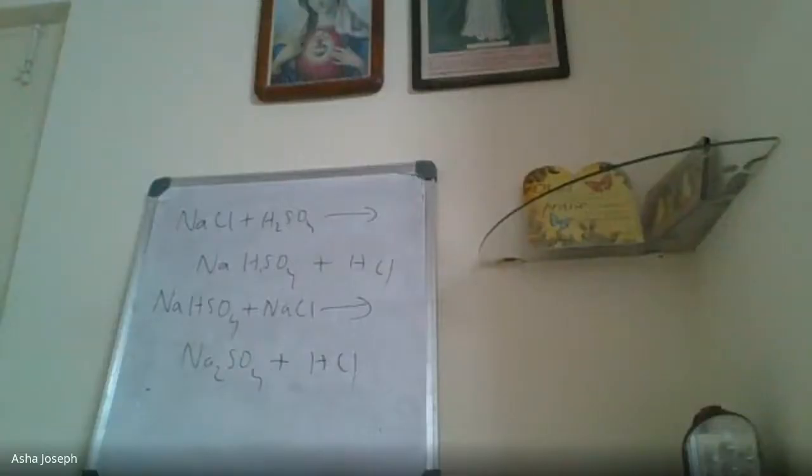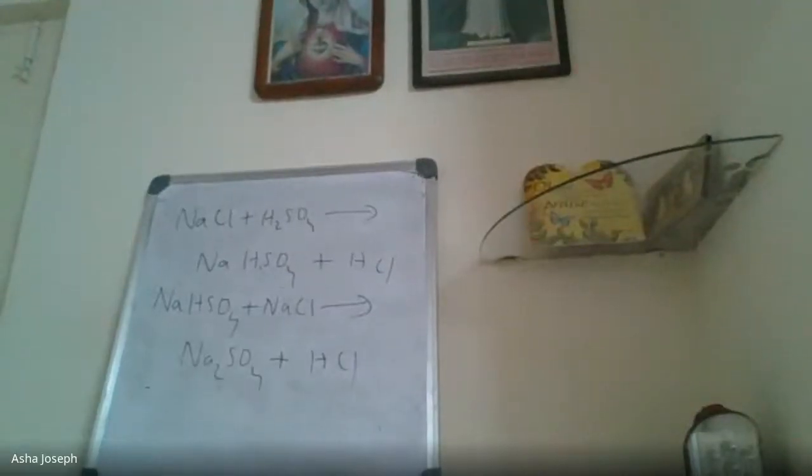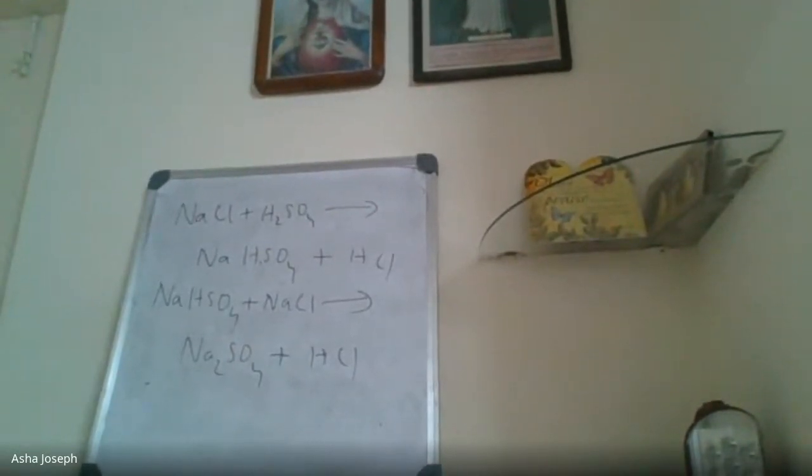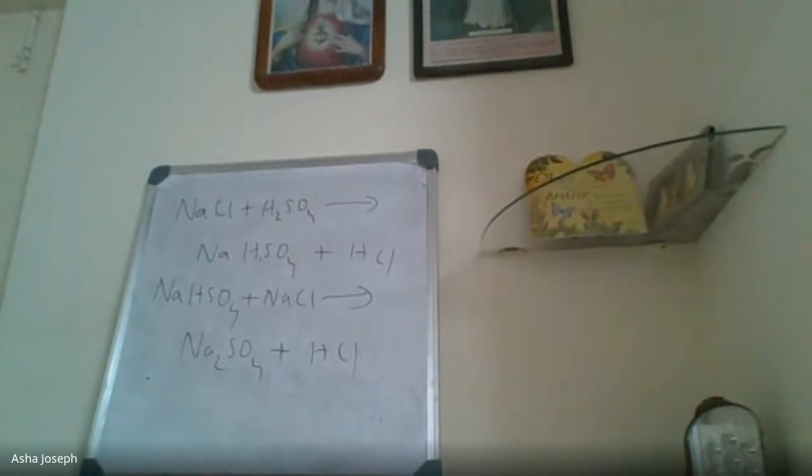Ma'am, two methods. Ma'am, is sulfuric acid added in a lesser quantity? What? Is sulfuric acid added in a lesser quantity? You are saying because of NaHSO4? Yes, ma'am. Sometimes you get Na2SO4 also, and that is the byproduct. It happens like that only. It is not of concentration of sulfuric acid. Fine, ma'am.